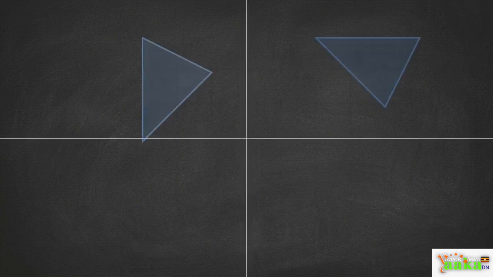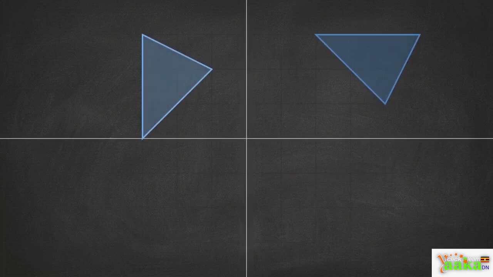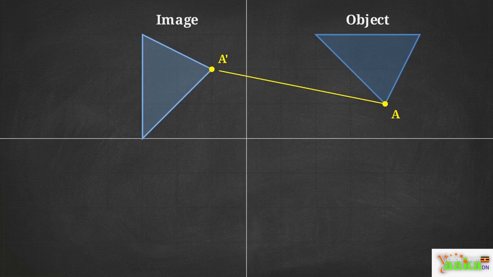Look at these 2 triangles on the grid. We know the original object and we can clearly see the rotated image, but the pivot point is missing and it is obviously not at the origin. We have to reverse engineer the rotation to find it. We start by picking one vertex on the original shape, point A, and drawing a straight line to its corresponding twin on the image, A'.